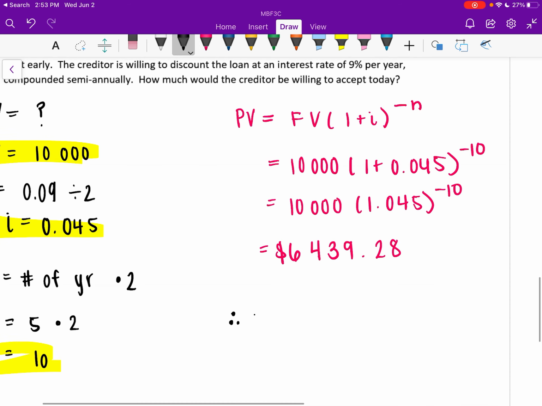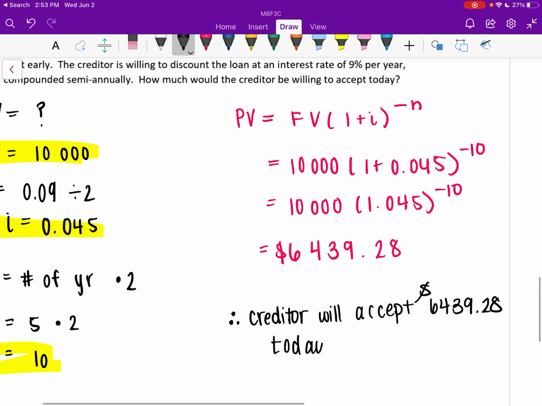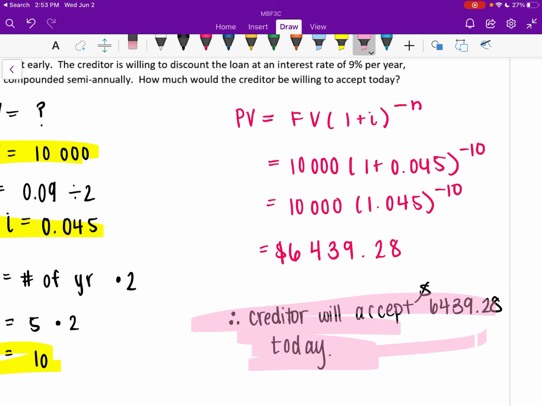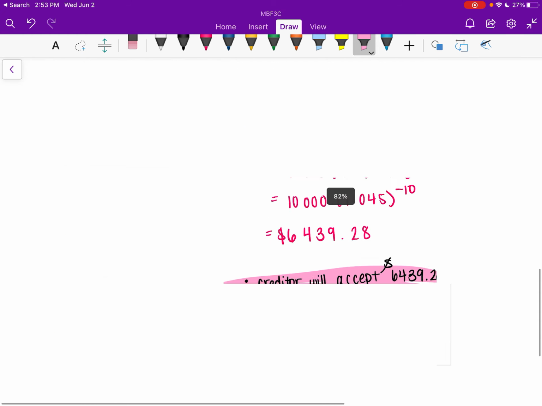Therefore, the creditor will accept $6,439.28 today in order to pay off her loan in the future. And if she has that much money, then she might as well pay it because she'll save a lot of money in interest. And that is it for present value.